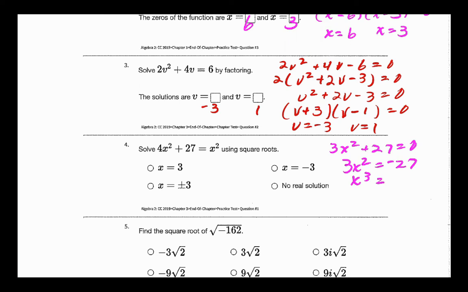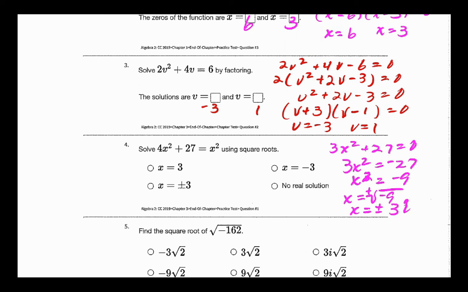so I'll get x squared is equal to negative 9. And then, again, we would take the square root and get x is equal to plus or minus the square root of negative 9. And we know that as we got on in this chapter, we ended up getting plus or minus 3i.